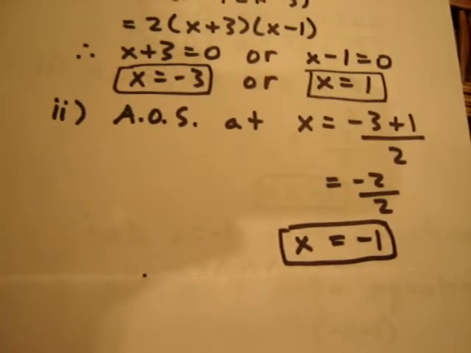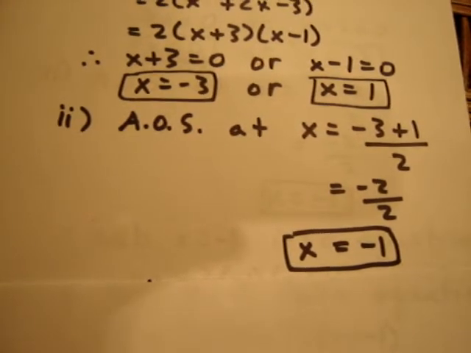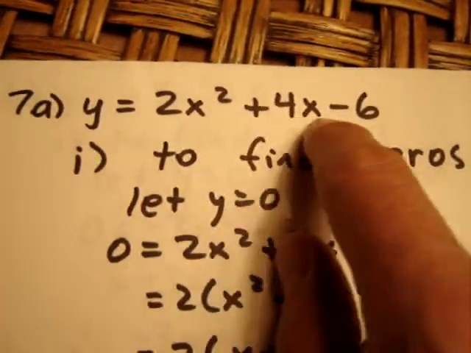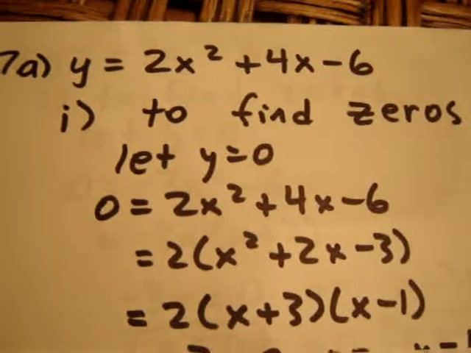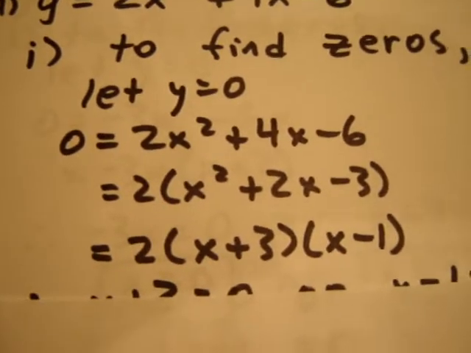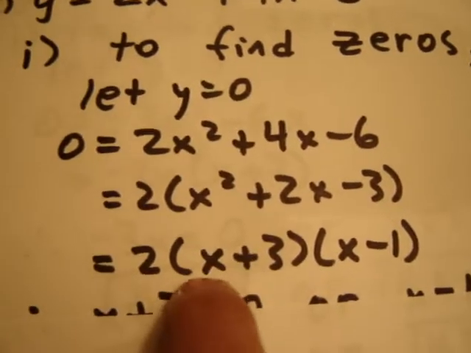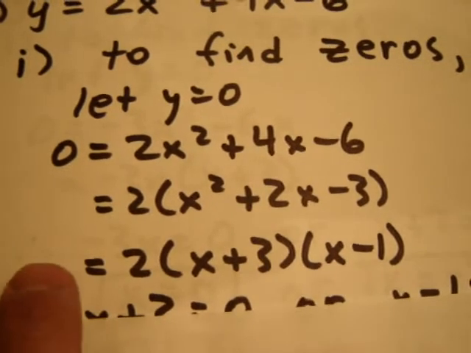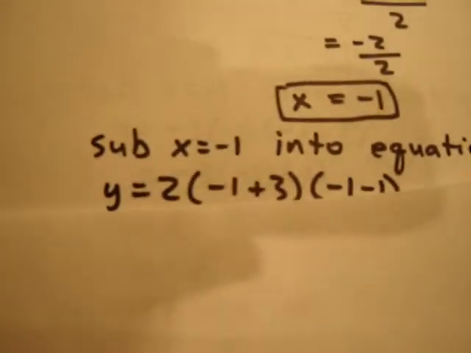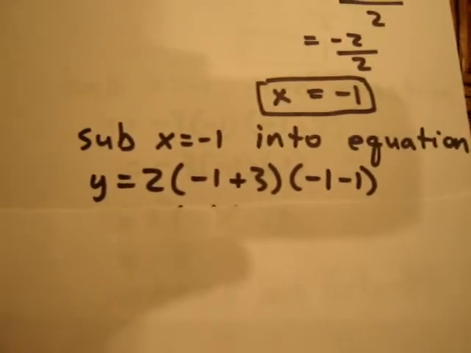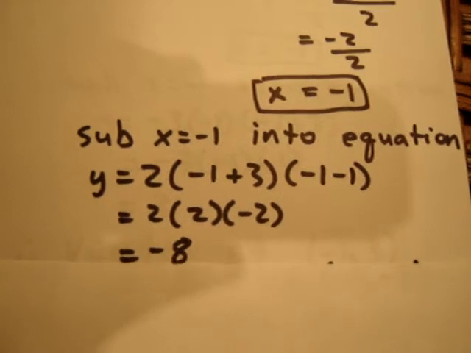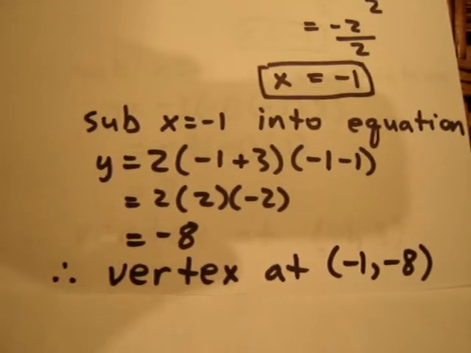Well, we sub in the x value to any valid version of the parabola formula. Now, the original equation was y equals 2x squared plus 4x minus 6, but we see through factoring that y also equals 2 times x plus 3 times x minus 1. So what we're going to do is substitute x equals negative 1 into these two numbers and try to discover what y will equal in that case. So when we do so, we get y equals 2 times negative 1 plus 3 times negative 1 minus 1. That becomes 2 times 2 times negative 2, which is negative 8. So we have a vertex at negative 1, negative 8.